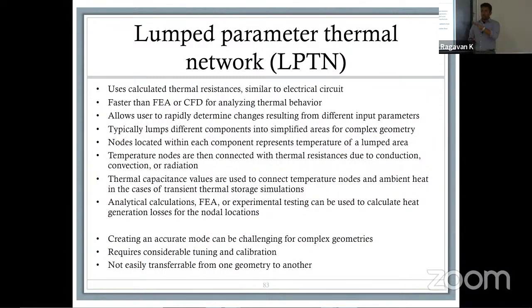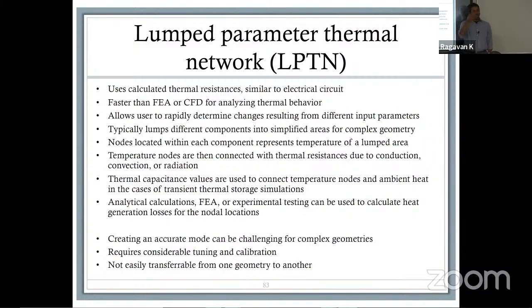I'll show you the framework within which that is going to operate later on today. So if you're trying to create an accurate model, it can be challenging, in particular if you have a complex geometry.